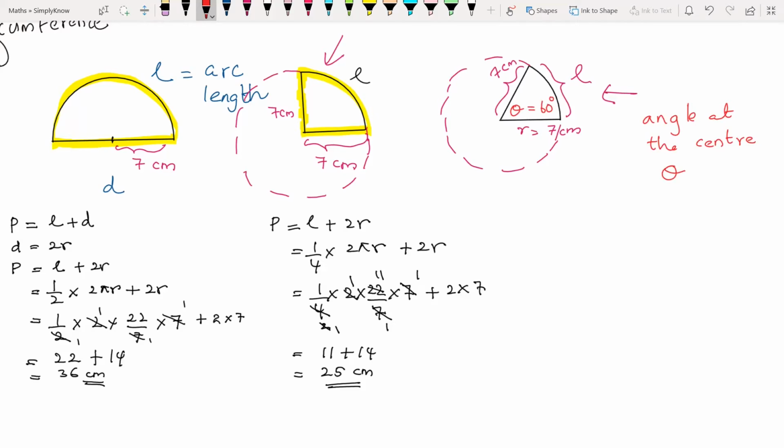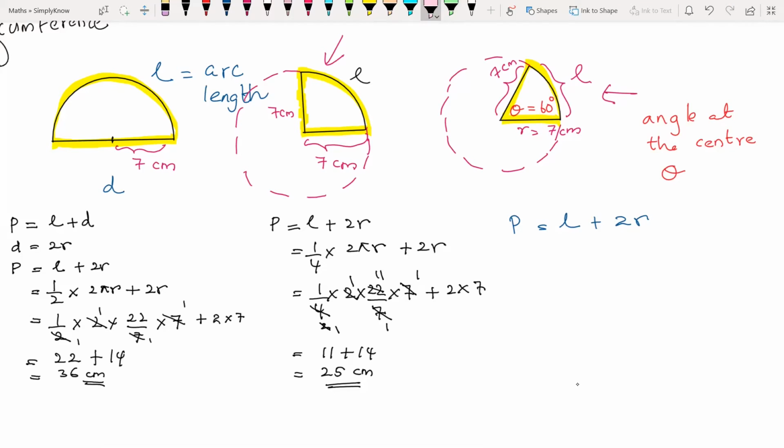Now can you find the perimeter of this sector? Yeah, once again, for us to find the perimeter, we need to add the length of 2 radii, and also this arc length. So let's write this formula. Perimeter equals arc length plus 2r. Now, how do we find the arc length? We are given the theta.